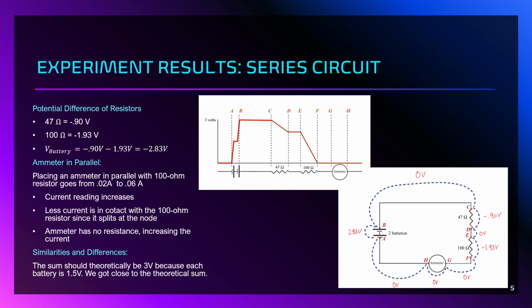Now, placing an ammeter in parallel with the 100 ohm resistor, the current goes from 0.02 amps to 0.06 amps. There's less current in contact with the 100 ohm resistor since it splits at the node, meaning that the current increases because the ammeter has no resistance. Now, regarding similarities and differences in the series circuit, the sum should theoretically be 3 volts because each battery is 1.5 volts, but we got close to the theoretical sum.